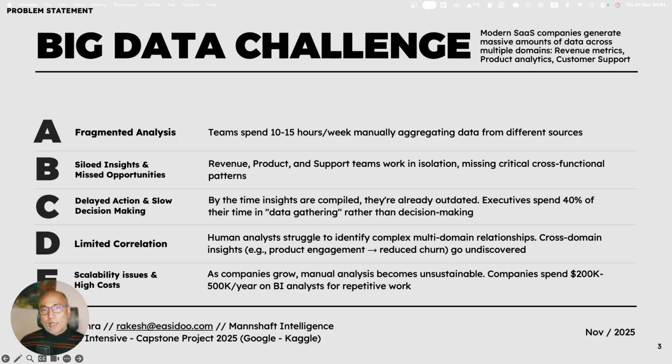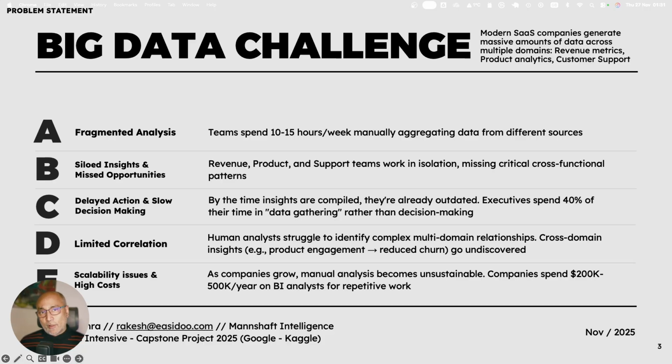Modern SaaS companies are drowning in data. Revenue, product, and support teams each generate massive amounts of metrics, but they work in silos. The result? Teams spend 10 to 15 hours every week just aggregating data from different sources. By the time insights are compiled, they are already outdated. Executives spend 40% of their time gathering data rather than making decisions.